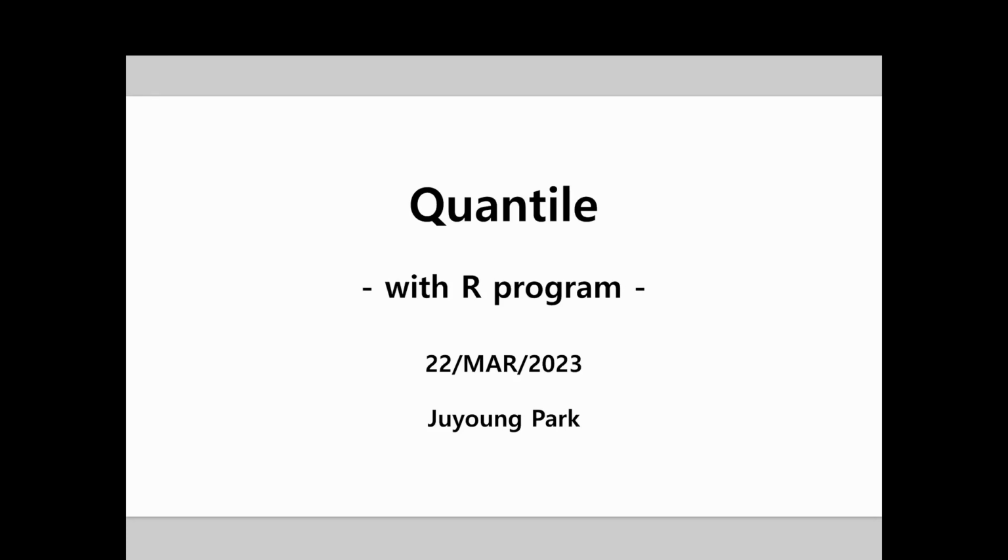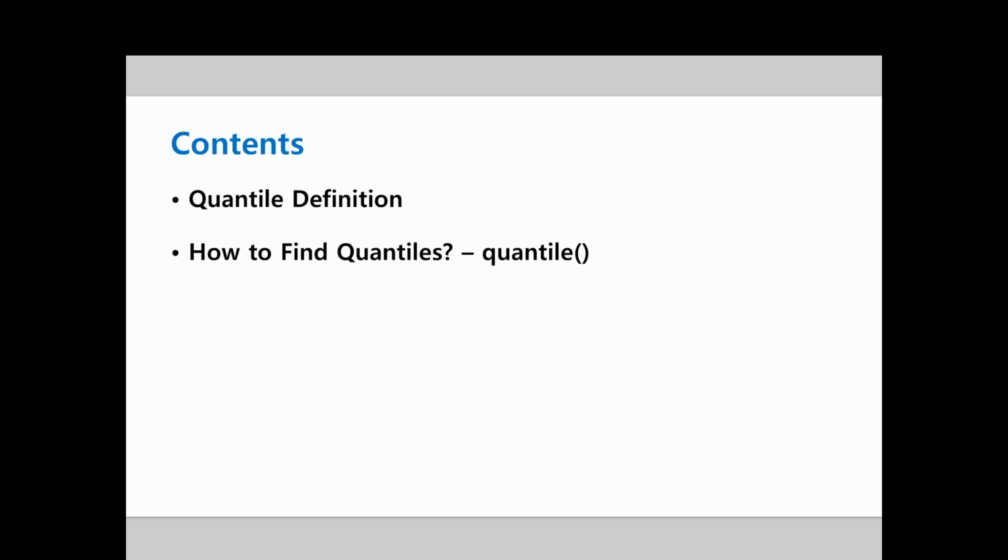In this video lecture, I would like to introduce how to obtain the quantile for a given data, and we look at how to calculate the quantile through the statistical program R. First, we look at the definition of a quantile, and then I will introduce how to find the quantile using a simple example, and we use the quantile function in the R program to examine the result.